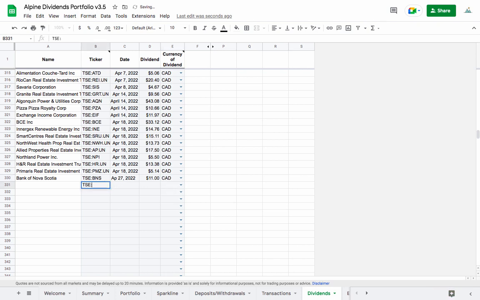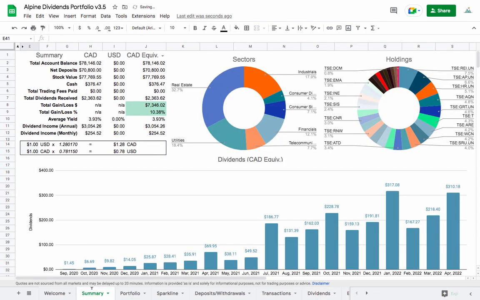I also picked up one that you saw on the previous screen from Northwest Company. That one was on April 28th, 2022, and they paid out $14.43, and it was in fact in Canadian dollars. So when we look at the summary tab now, it's up to date.